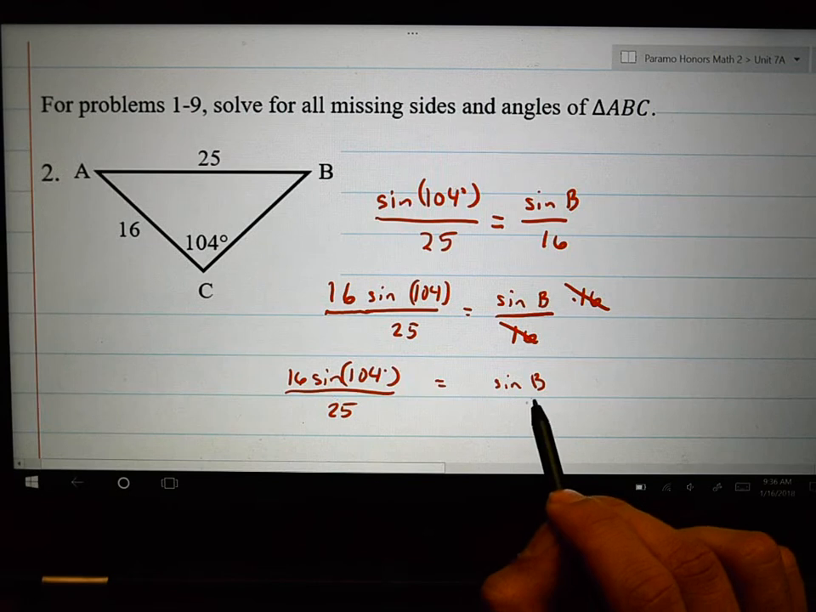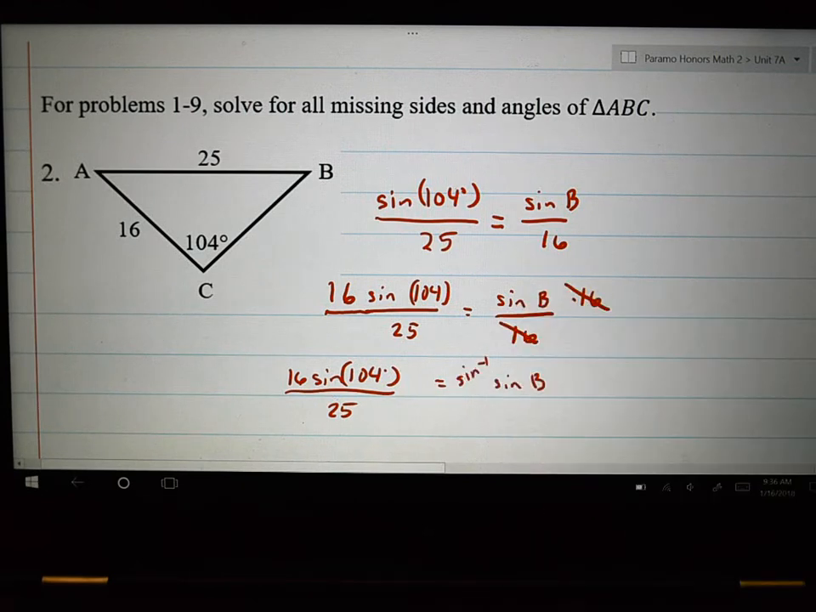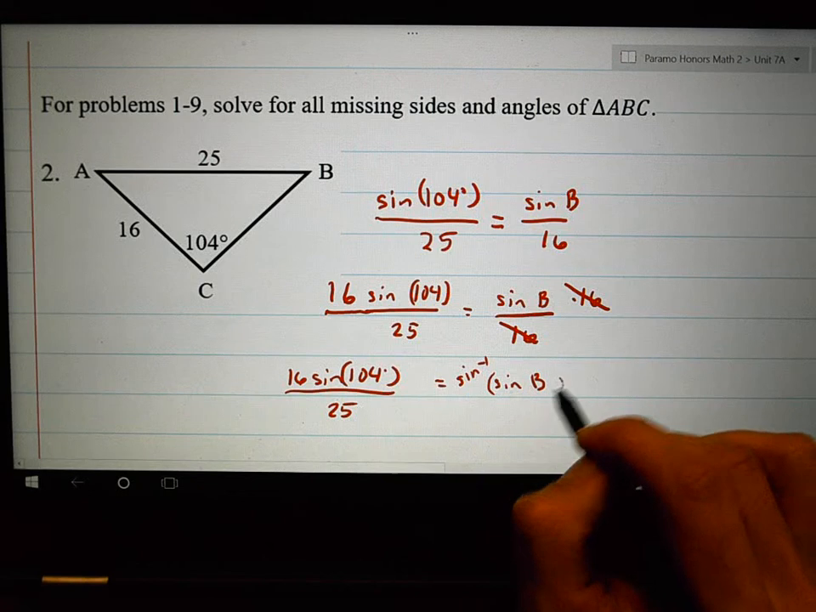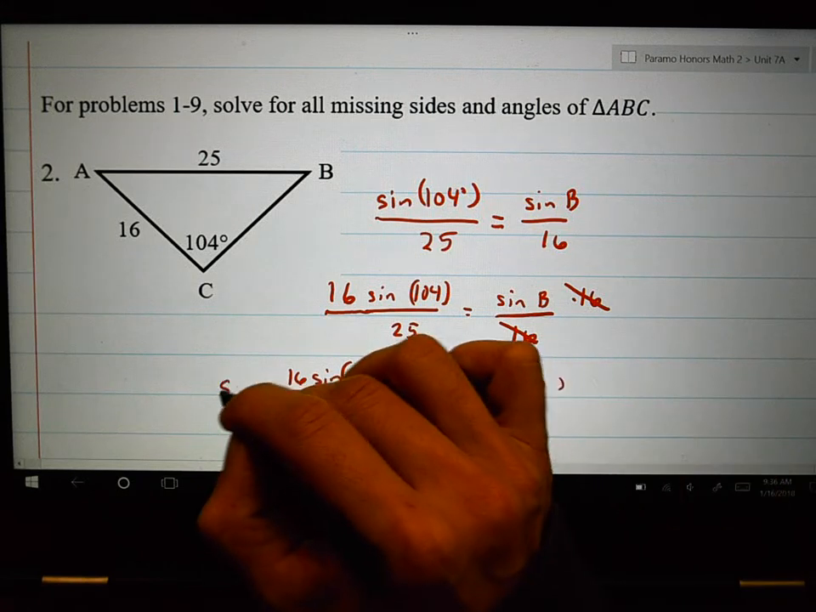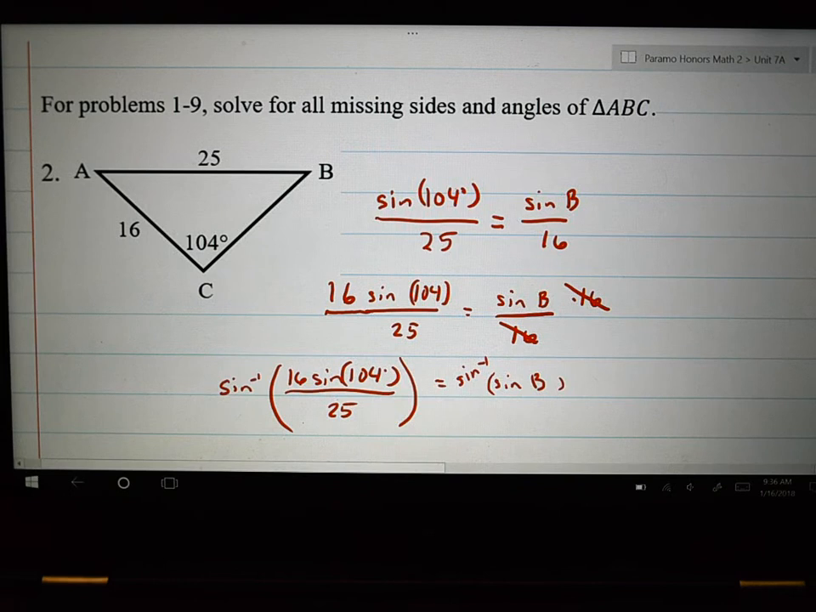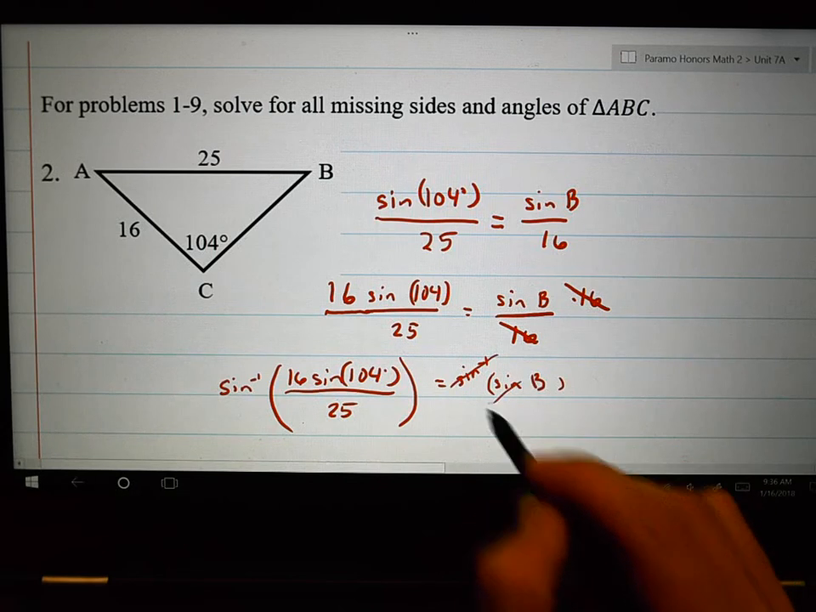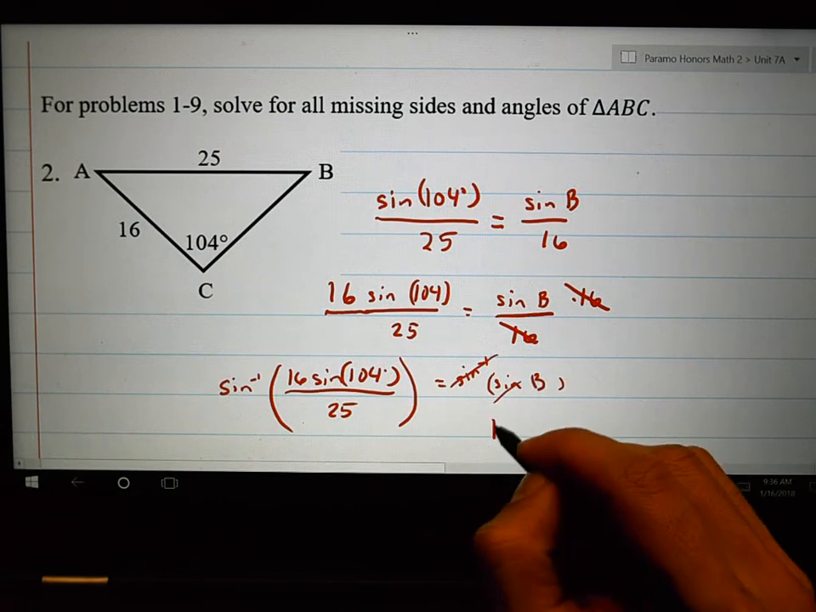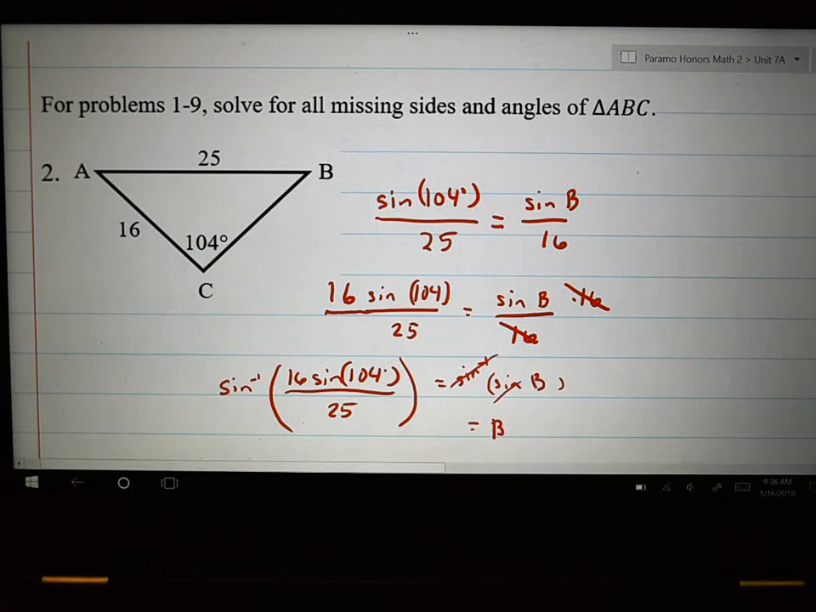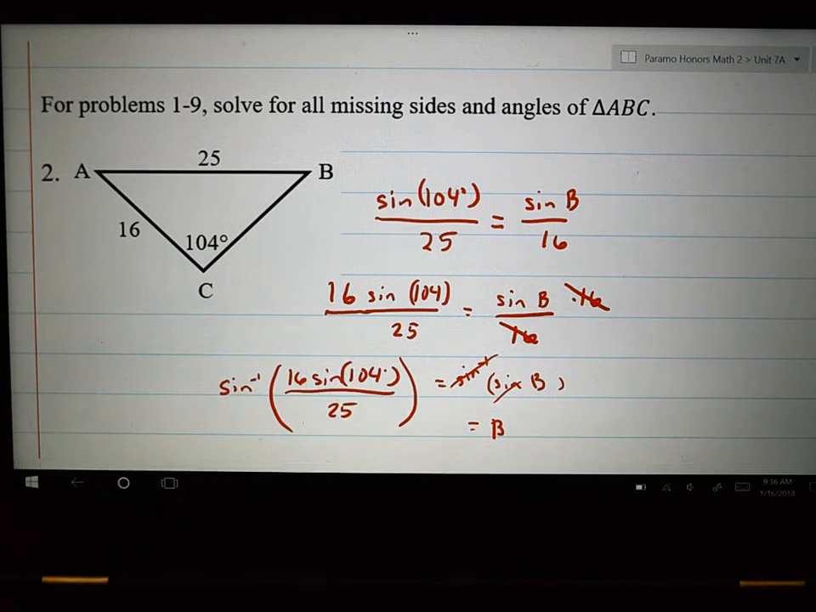To get this B by itself, I'm going to do the opposite of taking the sine of it. I'm going to take the inverse sine so that those cancel each other out. I'm going to take the inverse sine of this whole thing. The inverse sine and the sine will cancel each other out. What you'll be left with is what angle B is equal to. And so you'll have to plug this whole thing into your calculator to figure out what angle B is.